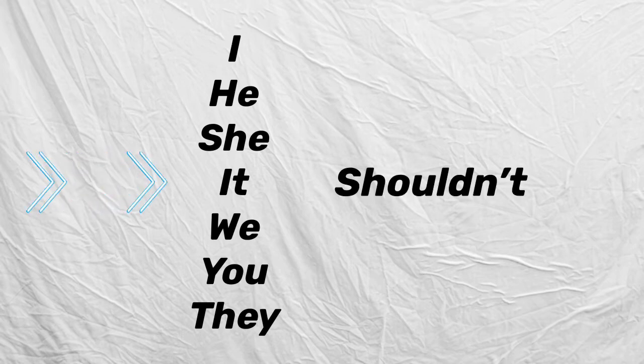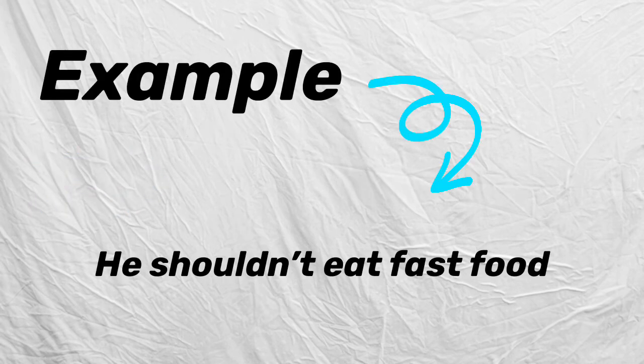If you are going to make a negative, you will use I, you, he, she, we, they with shouldn't. Example, he shouldn't eat fast food.